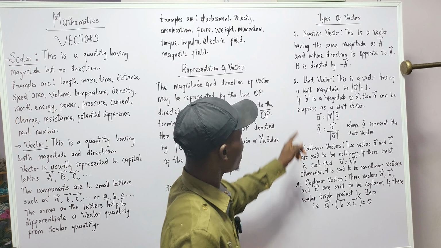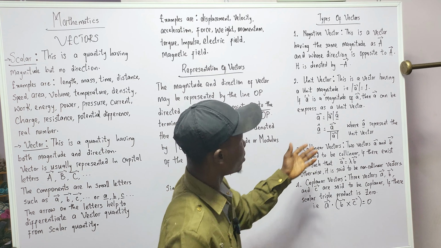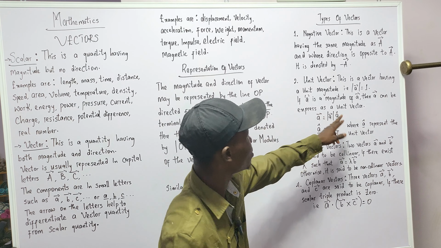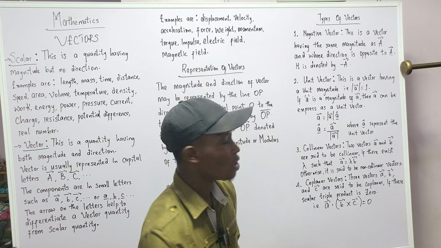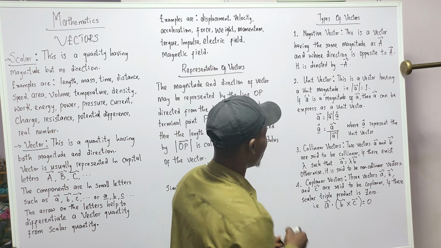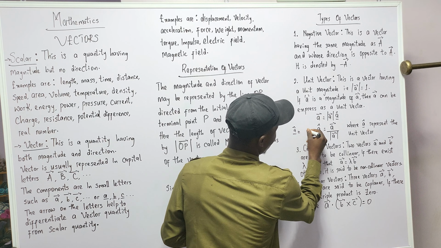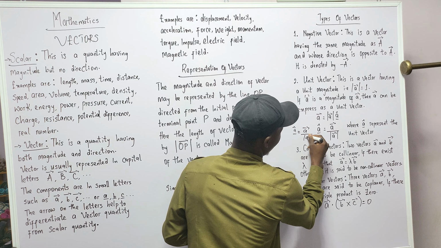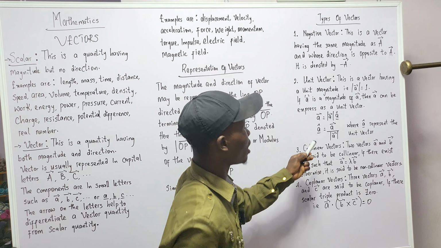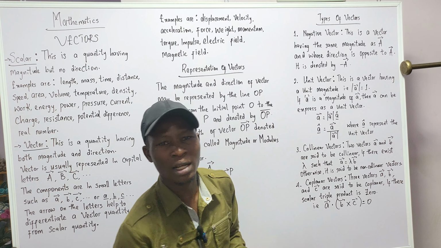If A is the magnitude of vector A, then that vector A can be expressed as a unit vector. Just the formula for a unit vector, if you are told to look for a unit vector: a unit vector is equal to that vector over its magnitude. So this is the formula to calculate a unit vector.